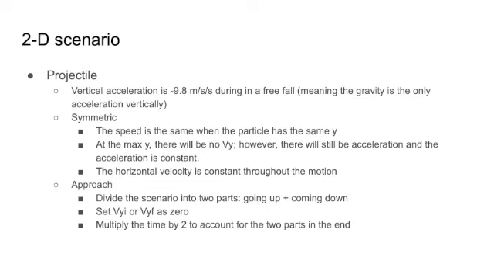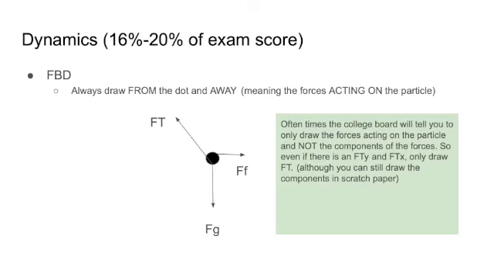The way you can approach this is by dividing the scenario into 2 parts, going up and coming down. So you can either set Vy initial or Vy final as 0. And then in the end, you can multiply the time by 2 to account for the 2 parts of projectile motion. The second unit is dynamics.